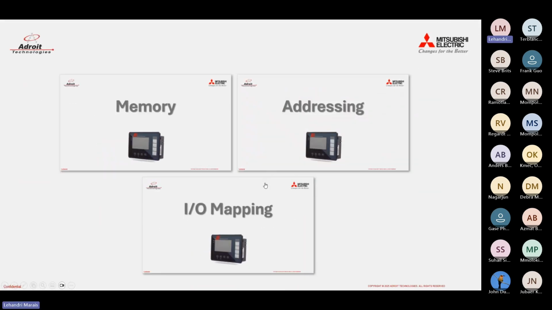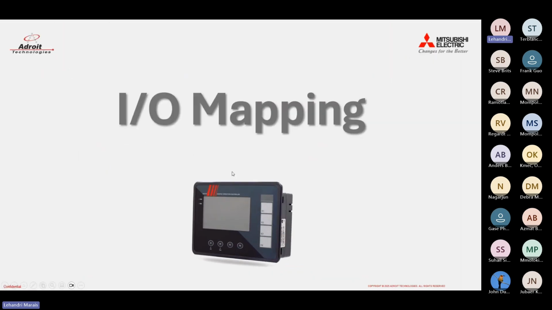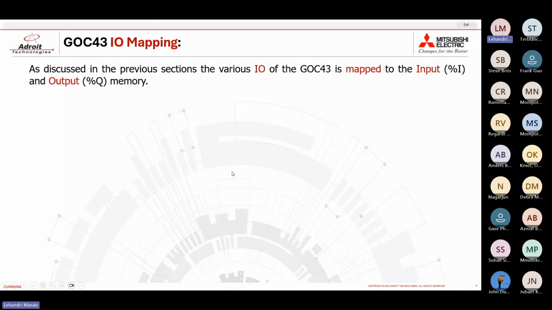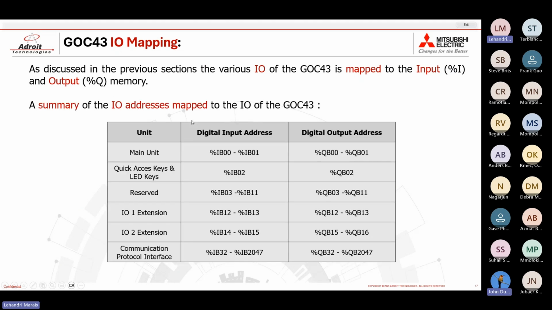So that is all for the addressing for today. Our next section is the I/O mapping. For the I/O mapping, we'll largely be focusing on how the inputs and outputs of the GOC are mapped, and to what addresses they are mapped. As we have discussed, the inputs and outputs are mapped to %I and %Q. A summary of the ranges for each, for the main unit as well as the extensions and the communication protocols, is as follows.